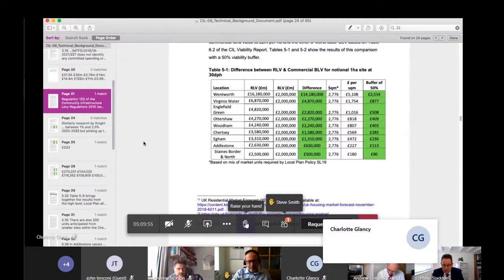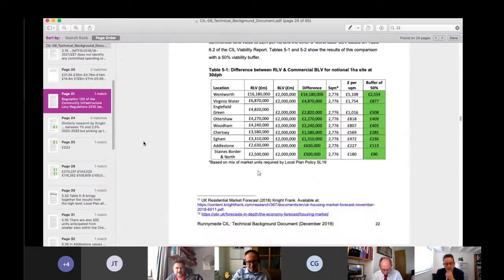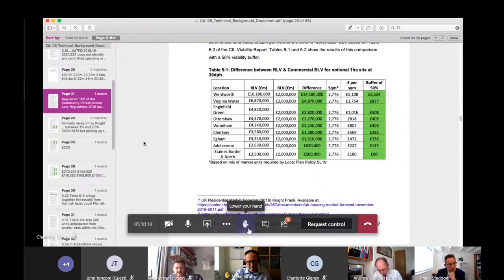But shouldn't the viability testing reflect the local plan policies? We tested it. We tested at 80. The size of the unit, you can, as we have done here, look at different coverages. It's only a sensitivity test that's been done here.